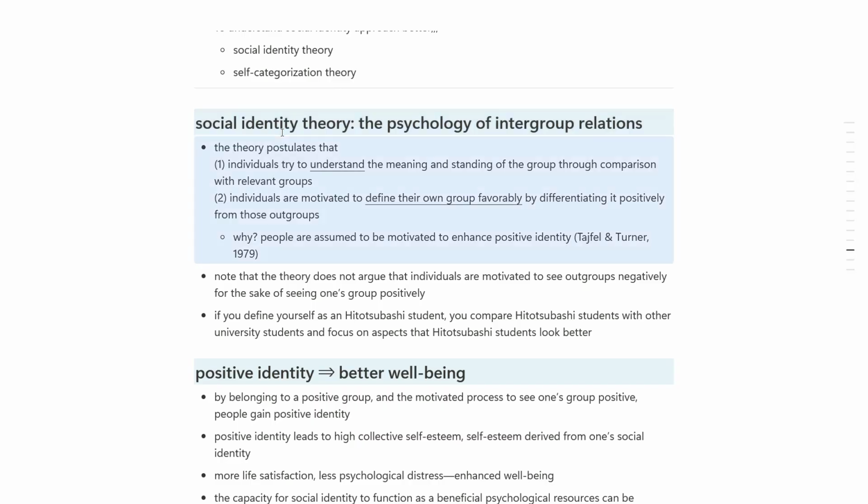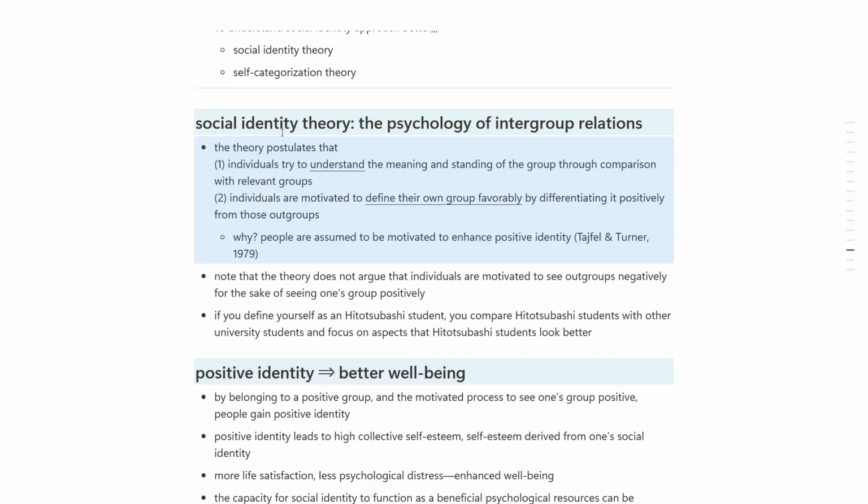Okay, so the theory postulates that individuals try to understand the meaning and standing or the status of the group through comparison with relevant groups. So if you want to understand what is the meaning of being a Hitotsubashi student, then you may try to compare Hitotsubashi students with other students and try to understand where Hitotsubashi students stand in relation to other university students.